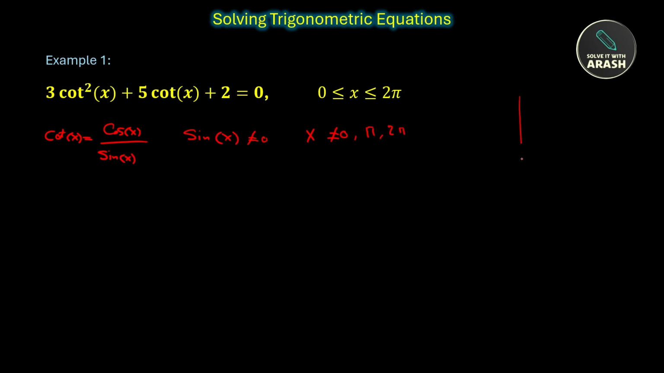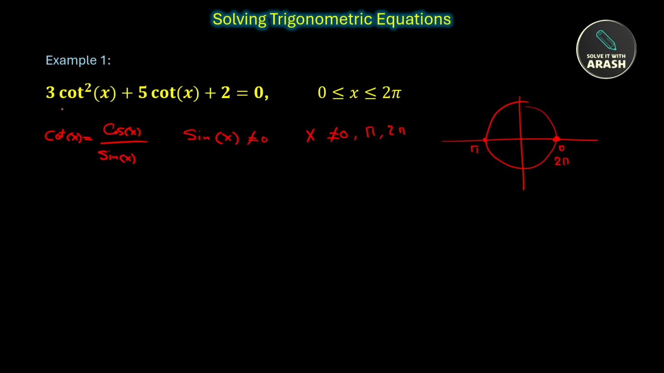To figure out why 0, pi and 2 pi must be excluded, the reason is that at these three angles, 0, then pi, then 2 pi, sine of x is 0. So these are the three non-permissible values. Now let's get back to the equation and solve it.